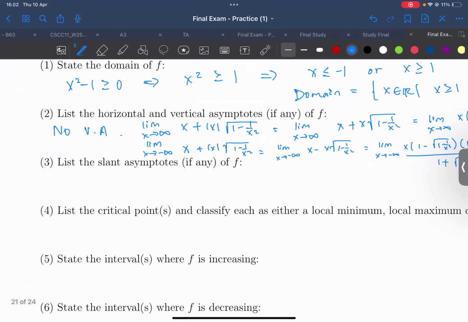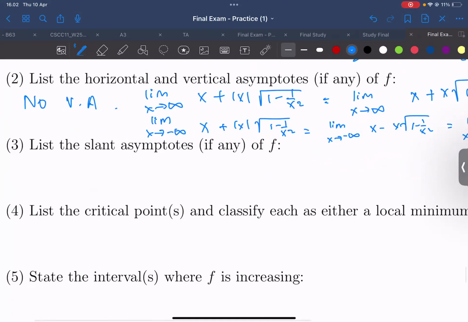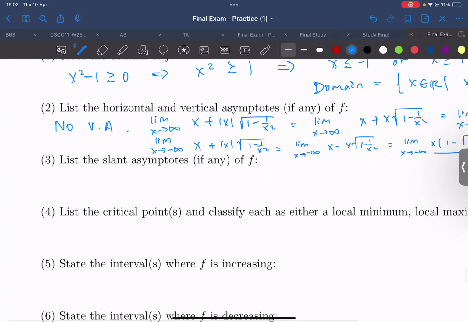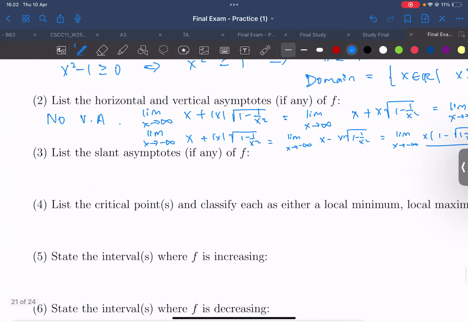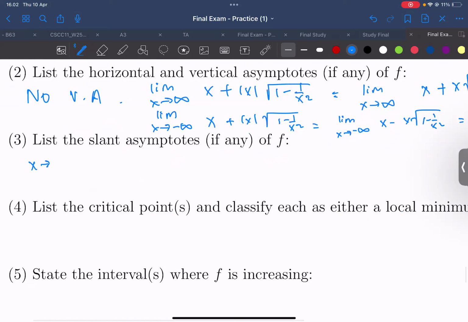Now for slant asymptotes, there are two ways you can do this. One of the ways is to do it by long division, but the method I prefer is by doing the limits. In this case, because we know that there is a horizontal asymptote as x goes to negative infinity, we don't really need to check for x approaching negative infinity, but we still need to check for x approaching infinity. So for x going to infinity.